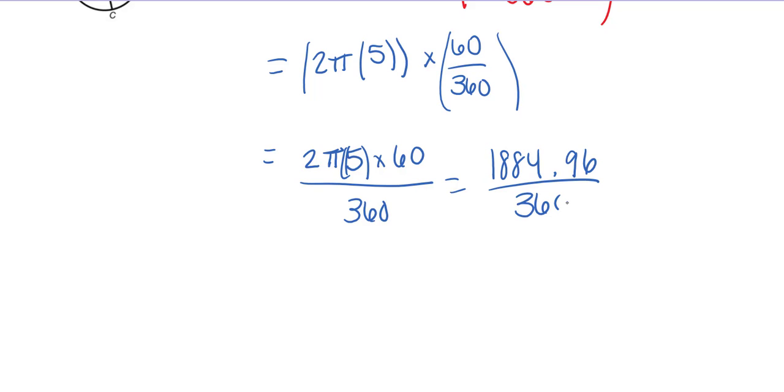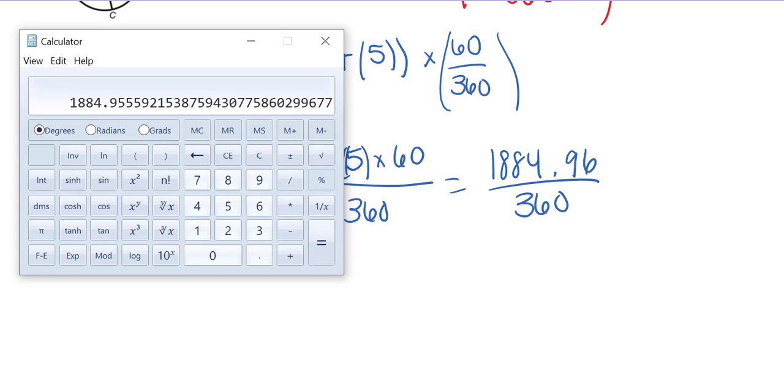Then we need to go ahead and divide by 360. So that would be the next step. So let's just go ahead. And what do we get? Well, we get 5.23, so we'll round to the nearest hundredth. We get 5.24.